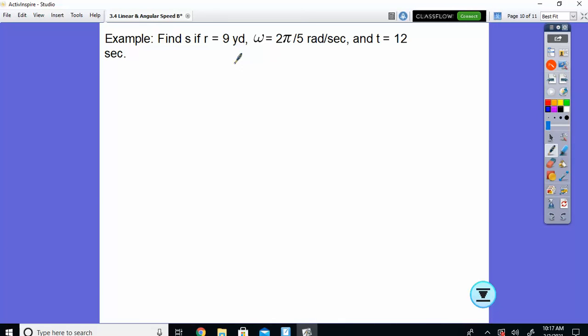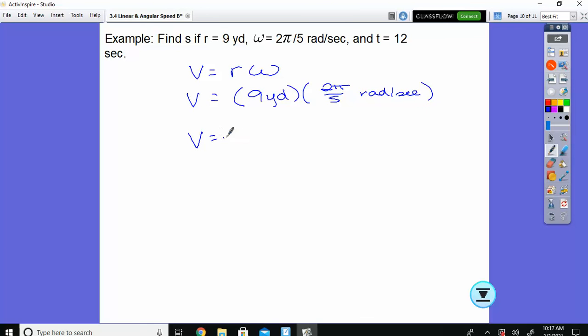I think, what do you want to do? Just want to find theta? Find V. V is R omega, so we could do that. So our R is 9 yards. Omega is 2 pi over 5 radians per second. So if you multiply those, that radians would disappear. So it would be 18 pi over 5 yards per second. So there's my V.